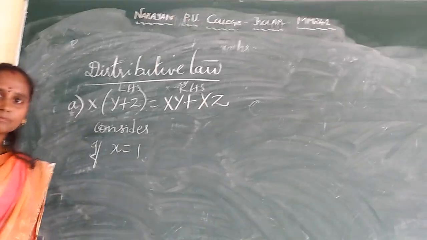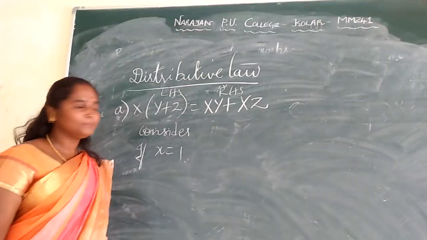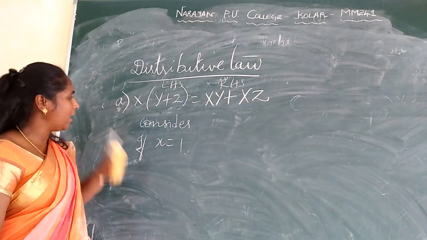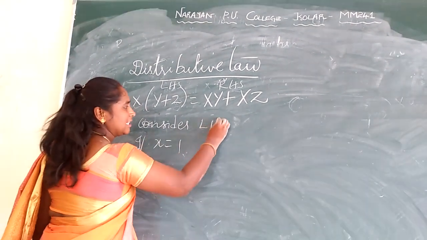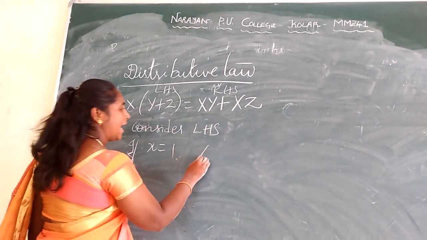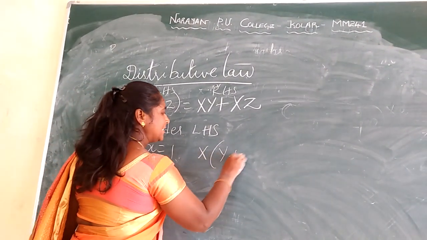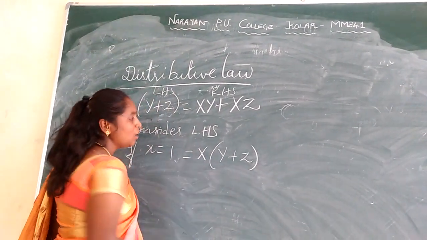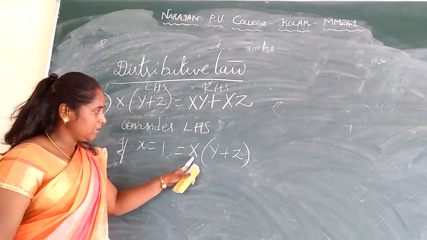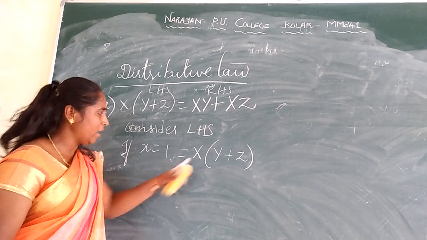Next, if x is equal to 1, you consider your LHS. What is my LHS? x into (y plus z). In place of x, you are going to substitute 1.